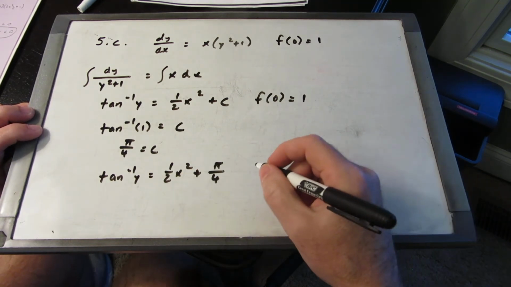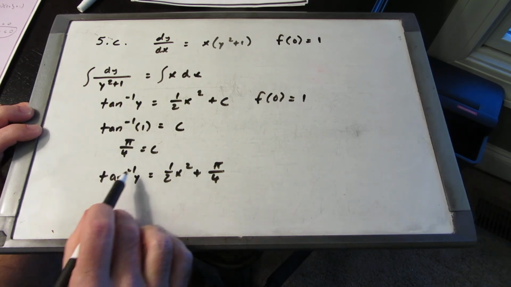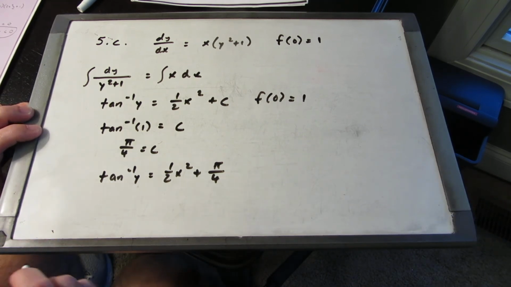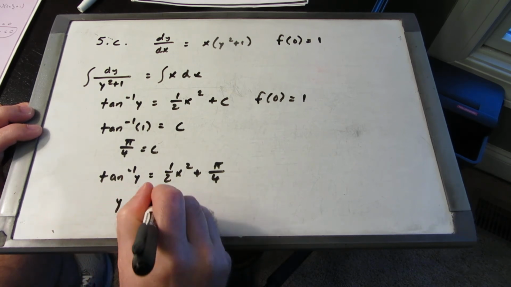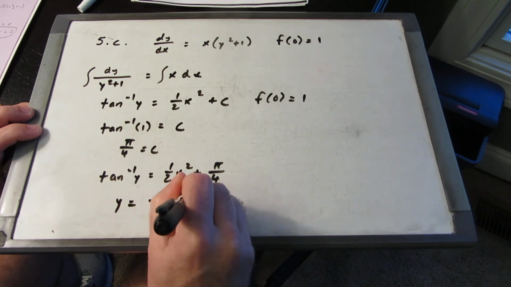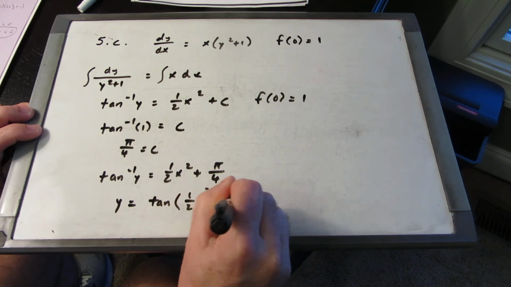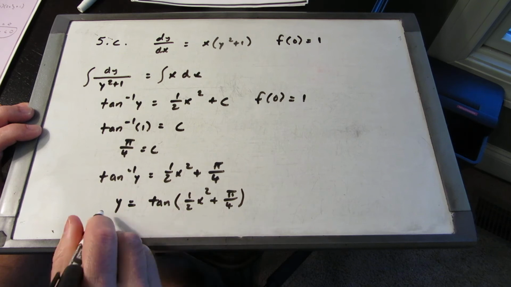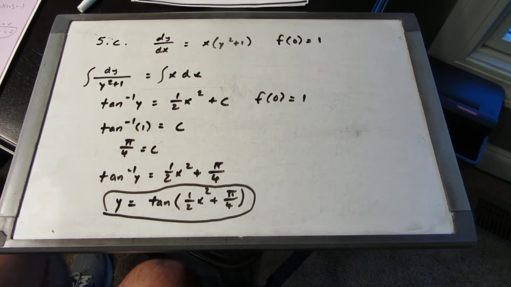They might be good with that. You might be able to circle that. But if they make you solve for y, then what you would do to get rid of that inverse tangent is take the tangent of both sides. Take the tangent of inverse tangent and you would just have y. And that's equal to the tangent of 1/2 x squared plus pi over 4. That's probably the safer way to do it, to go ahead and solve for y and not leave that inverse tangent in there. Okay, so that is a wrap on number 5.